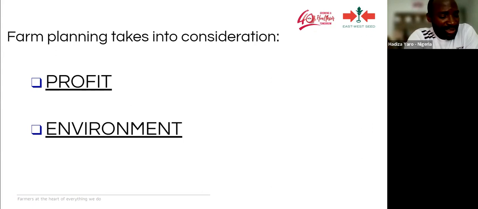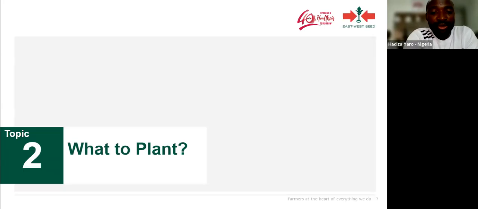For instance, in an environment where tomatoes is the key crop, and you went on as a farmer planting sweet corn, definitely you need to know your environment, what your environment wants, what the environment needs. So those are the things you need to know when planning your dry season production.